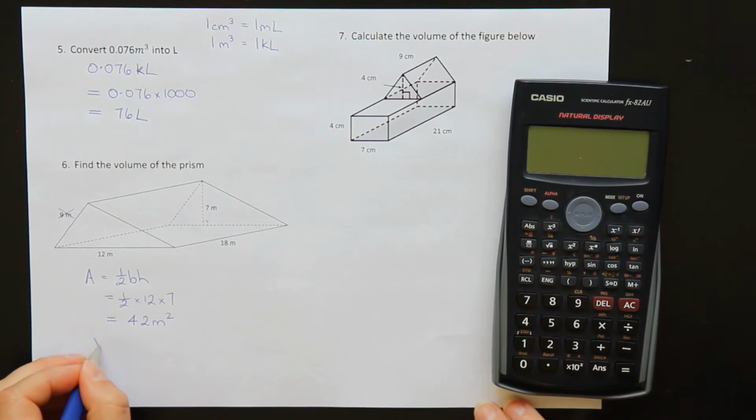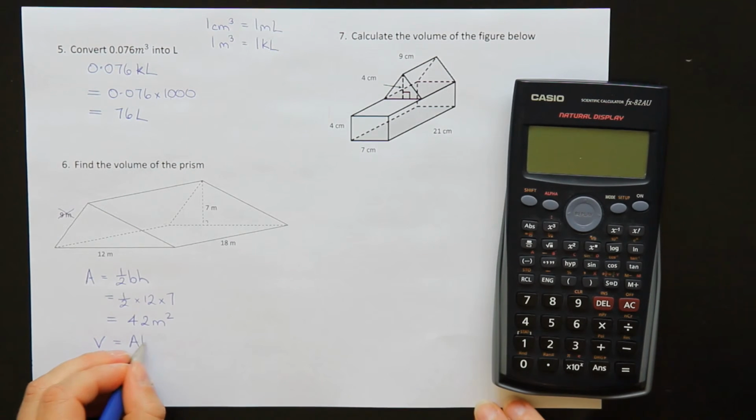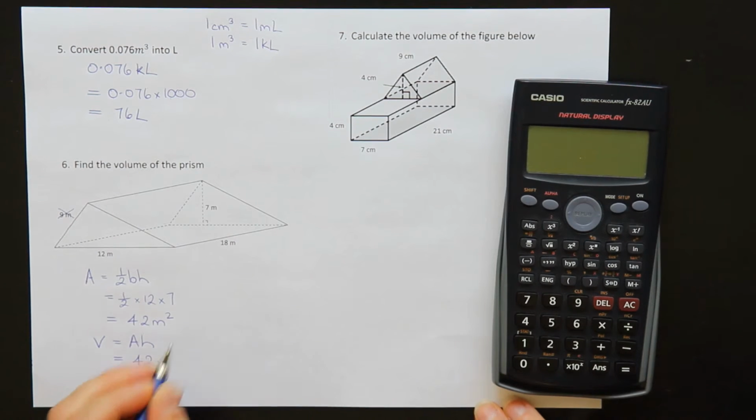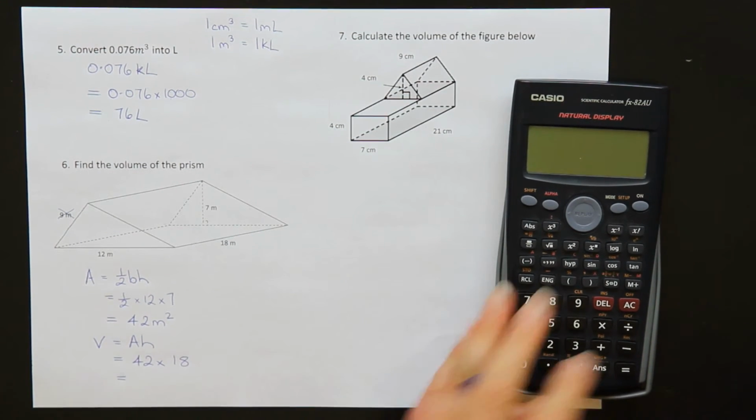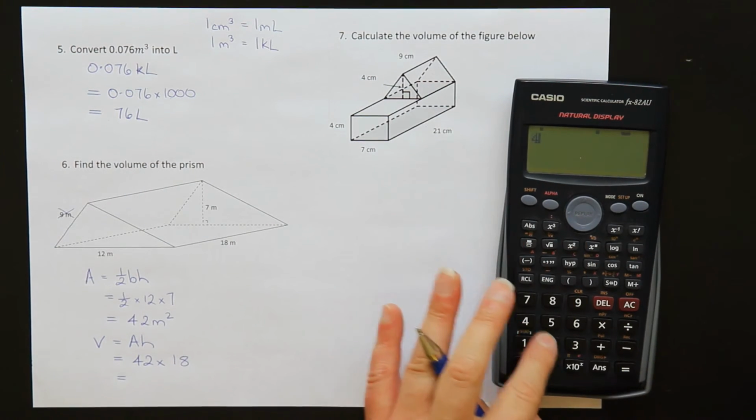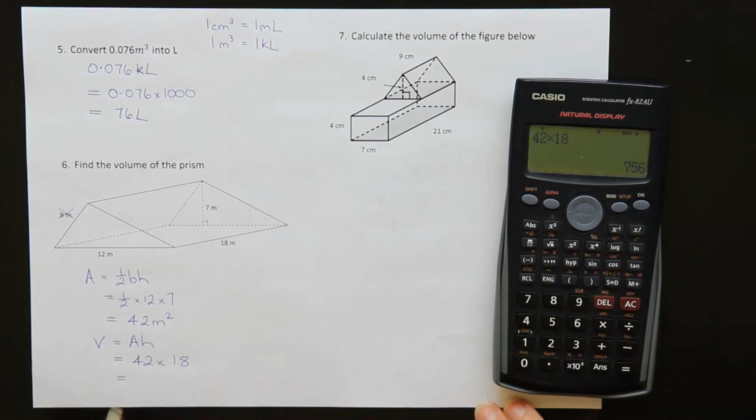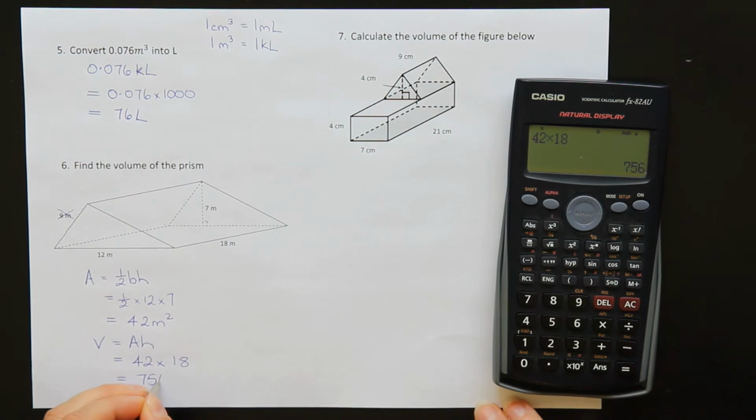Then we can work out the volume using our V is equal to AH formula. The area we worked out was 42 and the height going back from the triangle is 18. So 42 times 18 is 756 meters cubed.